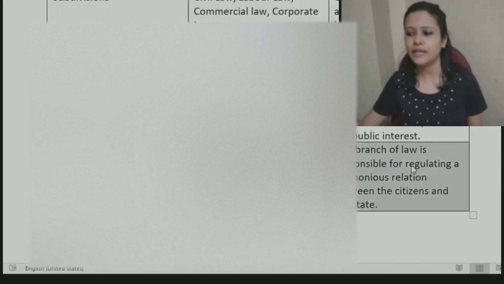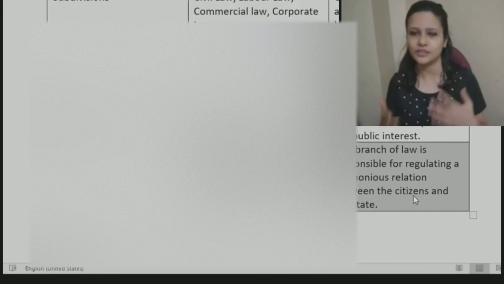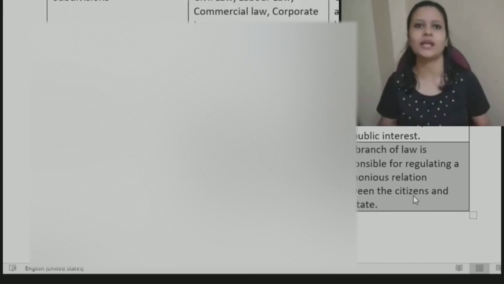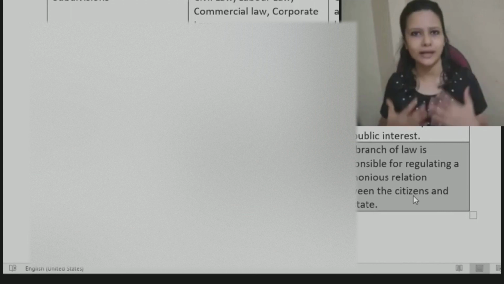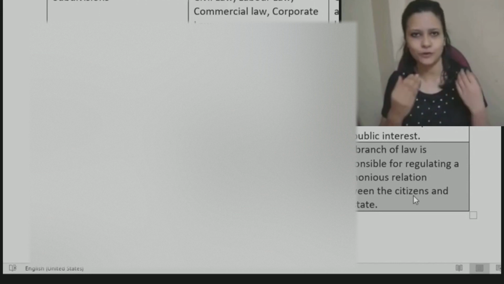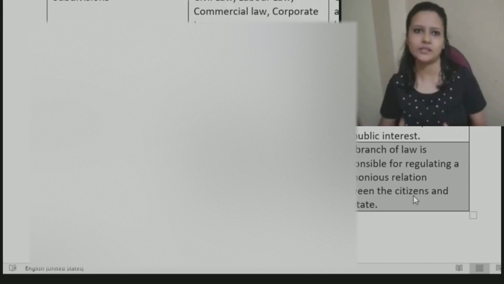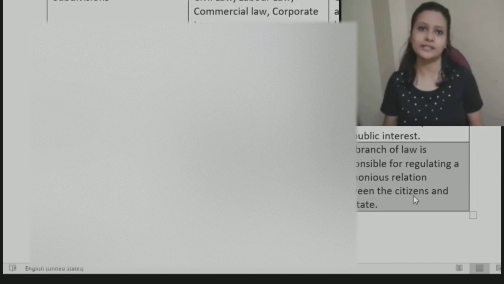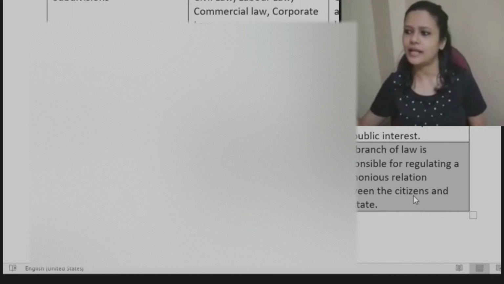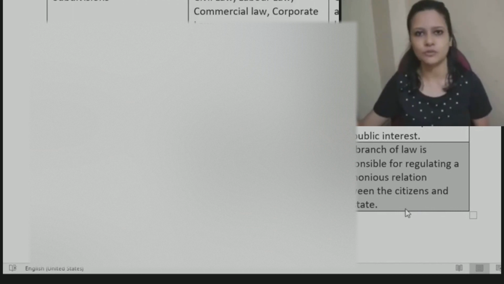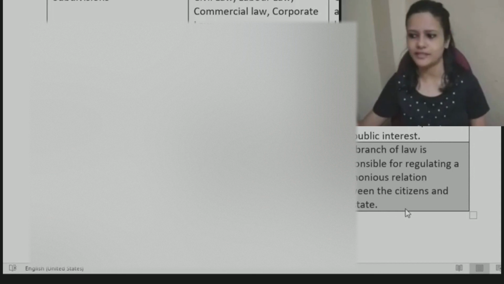In case of public law, the main responsibility is regulating a harmonious relation between citizens and the state. We should be able to reside peacefully in the society. If we want water, it should be provided to us at a reasonable price. If we want electricity, it should be provided to us at a reasonable price. Just because there is a government, they should not be doing whatsoever they want. Those departments, those government officers, they are also regulated. So that's the main aim, that people should be able to live peacefully in the society.